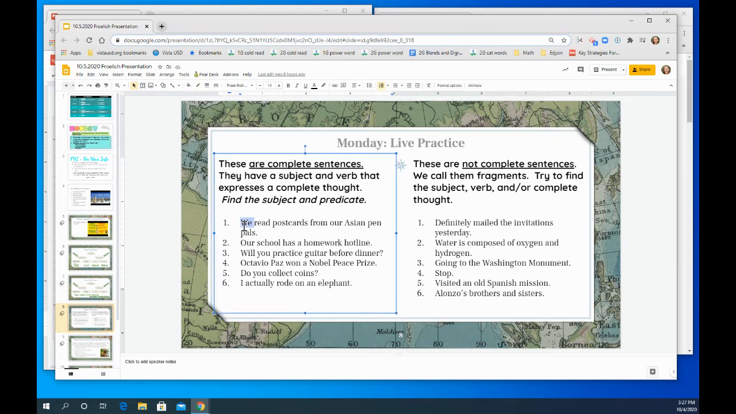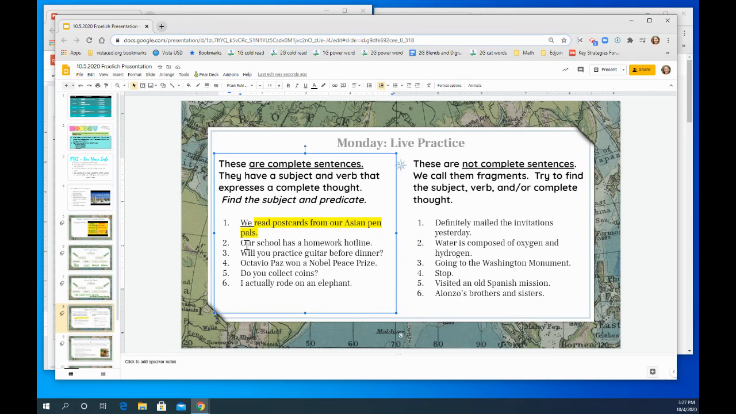And you could have said we, and what is we doing? Okay, so we is some people in this, right? What is we doing? They are reading postcards, right? So that is your predicate right there. It's actually the whole thing. Read postcards from our Asian pen pals. All of that is your predicate. All right, so I underlined the subject and then I found the predicate and highlighted it.